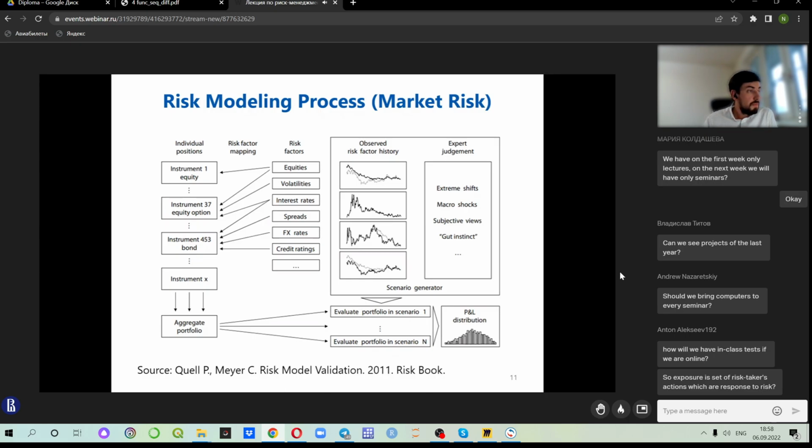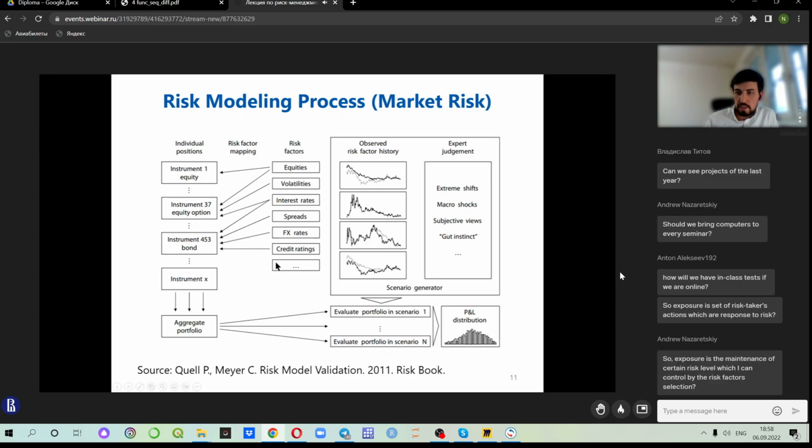Great. So here is a schematic process of risk modeling in case of market risk. So you can see some risk factors. You can see equities, volatilities, interest rates, and we take the exposure to these risk factors through different individual positions in different instruments. So for example, we can get an equity option, bond, any other instrument.